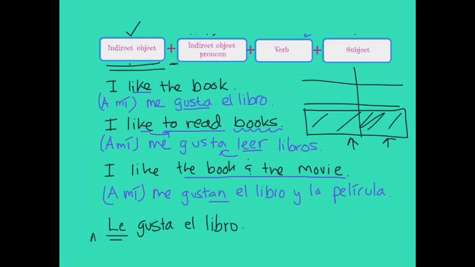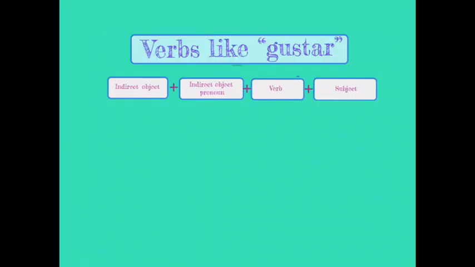So for clarification, you can include the indirect object, a él. Now you know exactly who that le is referring to. So if it's in the third person, it's pretty good to include it. Now back to the title of this video, verbs like GUSTAR, verbs plural.